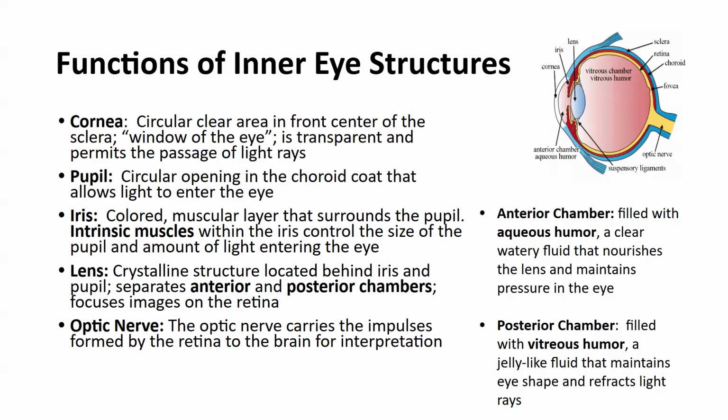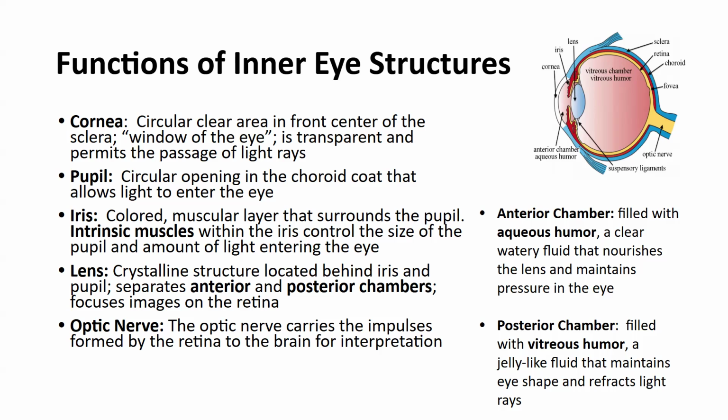So we're going to look at some of the functions of the inner eye and those structures as well. So within that inner eye, we have our cornea. You see here, this is going to be our cornea itself. This is going to be that circular clear area in front of the sclera. It is also known as the window of the eye. It is transparent and permits the passage of light rays. So the sclera kind of shapes that eye, whereas the cornea is going to be the window for that eye.